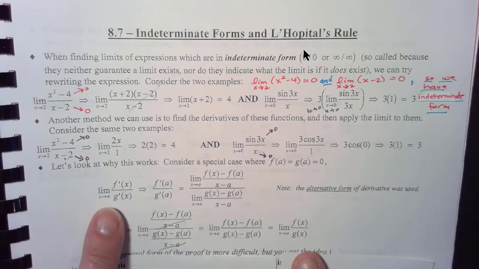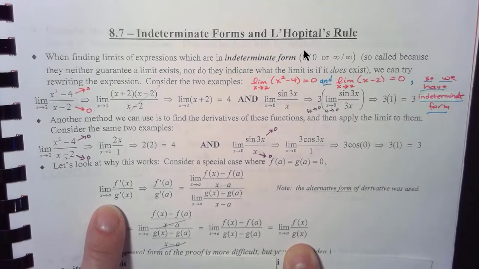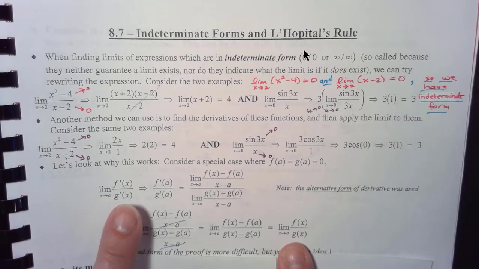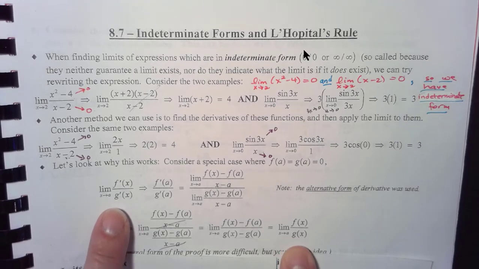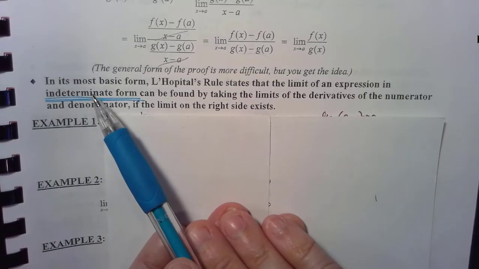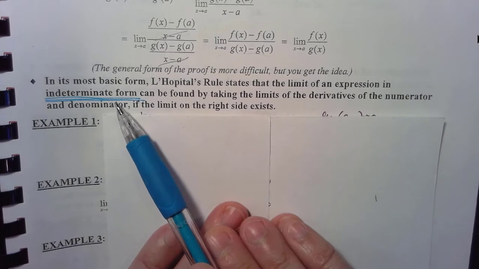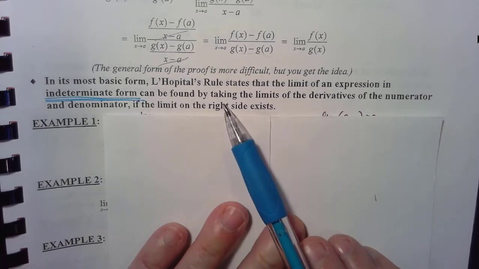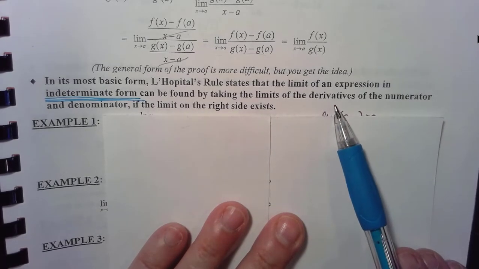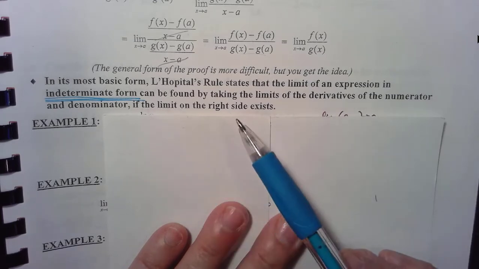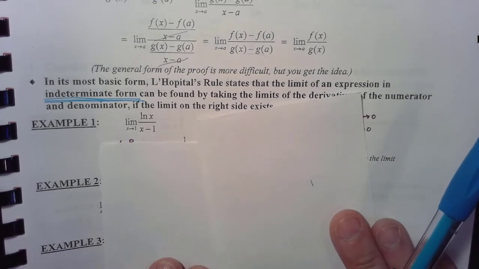So this shows that if I know I have something in indeterminate form, I can also evaluate its limit by looking at the limit of the derivatives of the numerator and denominator. Notice this is not quotient rule. So in its most basic form, L'Hopital's rule states that the limit of an expression that is in indeterminate form can be found by taking the limits of the derivatives of the numerator and denominator if the limit on the right side of the equation exists.